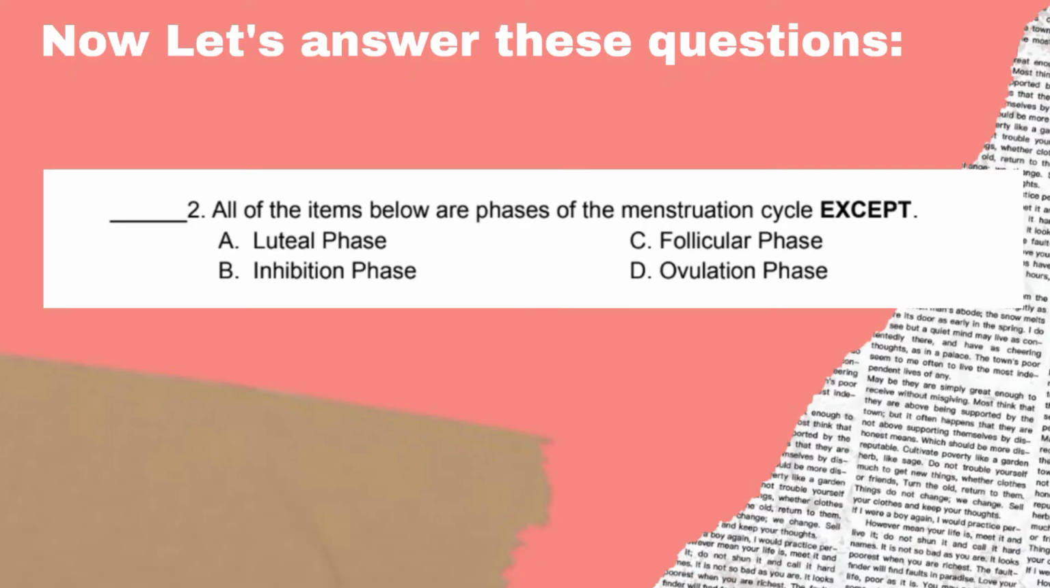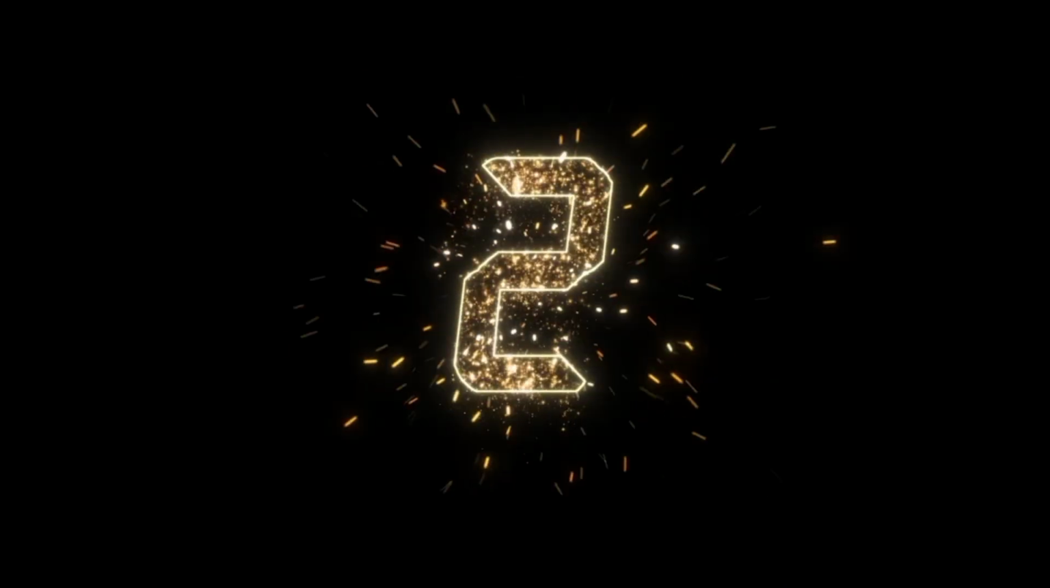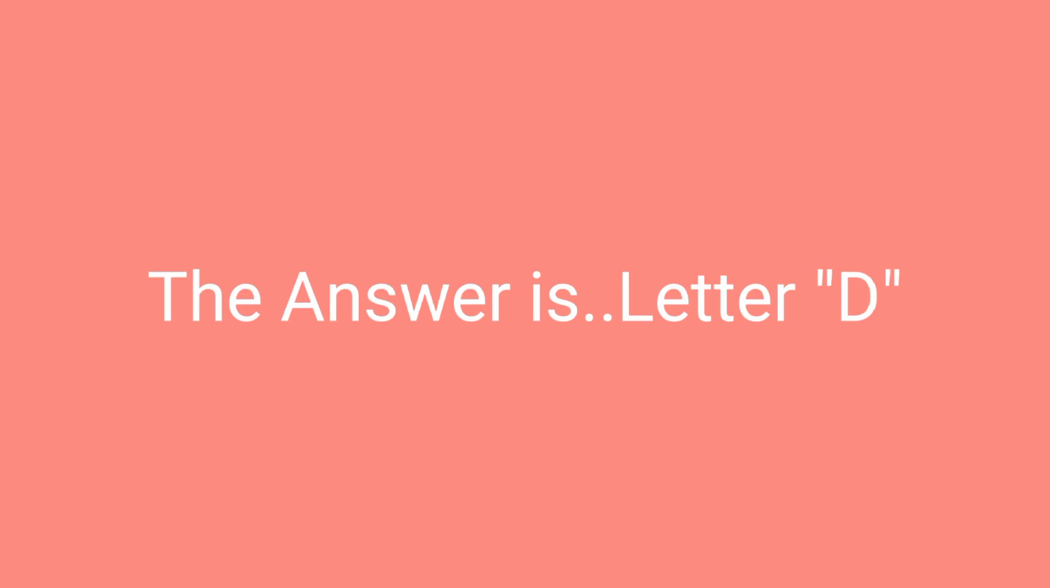Okay, next. All of the items below are phases of the menstrual cycle except: A. Luteal phase. B. Inhibition phase. C. Follicular phase. D. Ovulation phase. The answer is letter D.